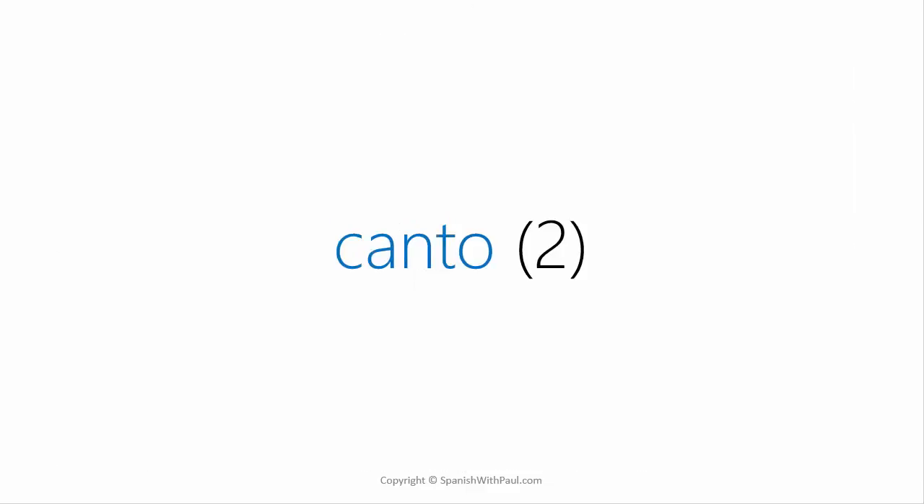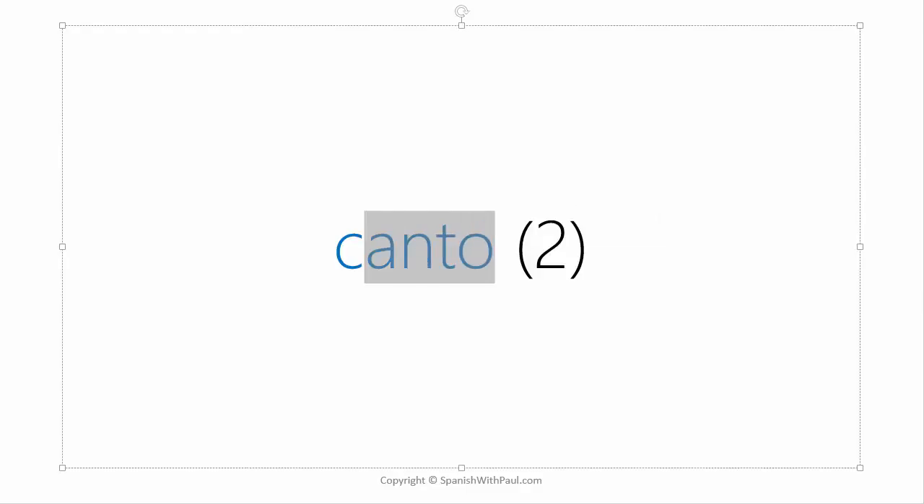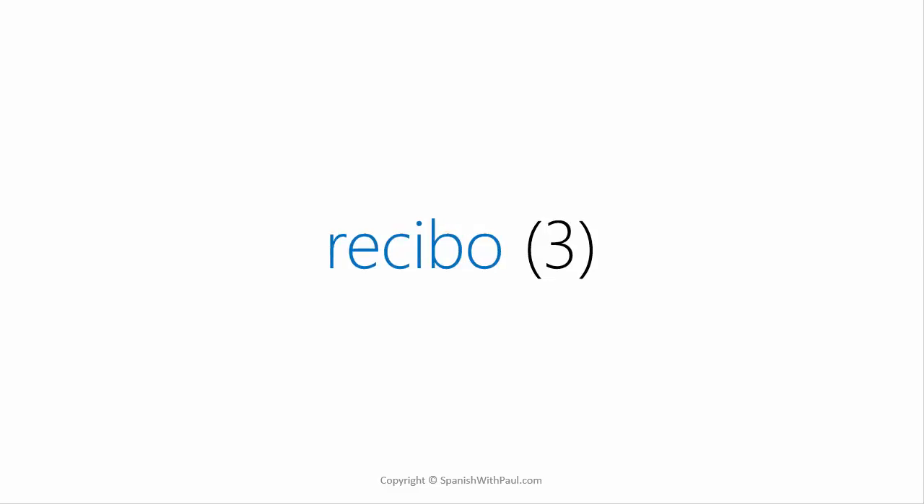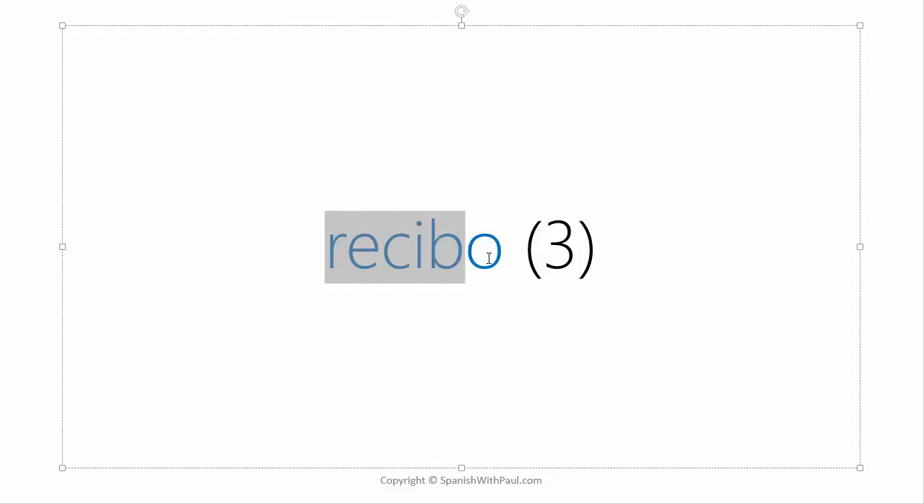The same thing would be with canto, I sing. Here we have again two syllables, so again I push down on the one before last, canto. Now if we take, say, recibo, we have three syllables because we have re, si, bo. Again, I stress the syllable before last, so it will be recibo. That's where I stress down.